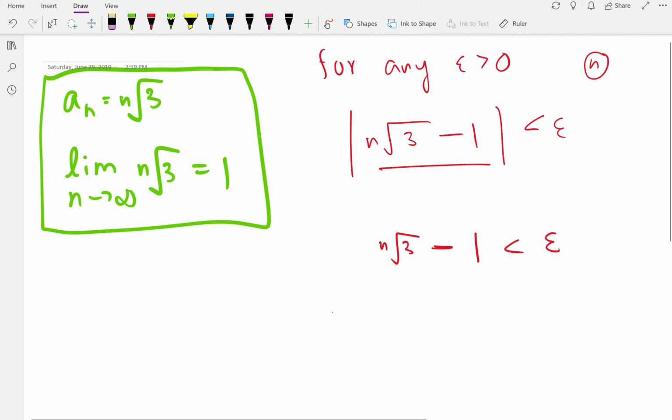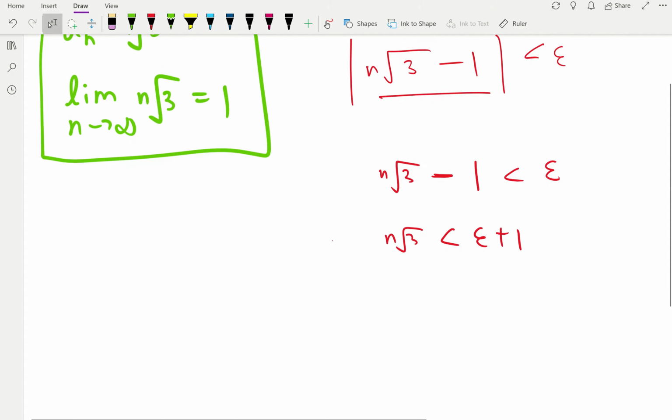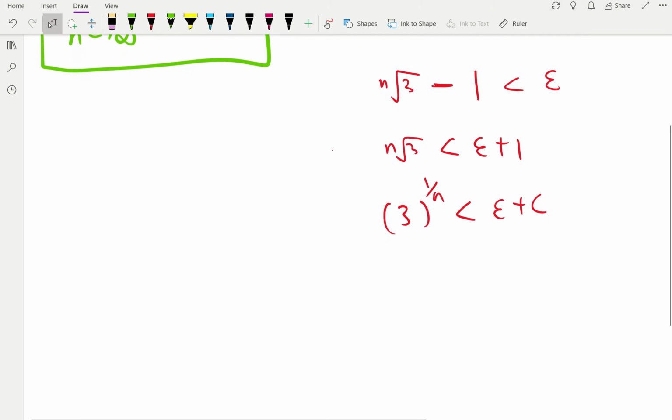Perfect. Now what can we do here? Well, for a start, we can take 1 to the right hand side, so it's going to be epsilon plus 1. Now let's see. This is 3 to the power 1 over n, rewritten in a different manner. Now let's take the natural log of both sides. So natural log of 3 to the power 1 over n equals natural log of epsilon plus 1.